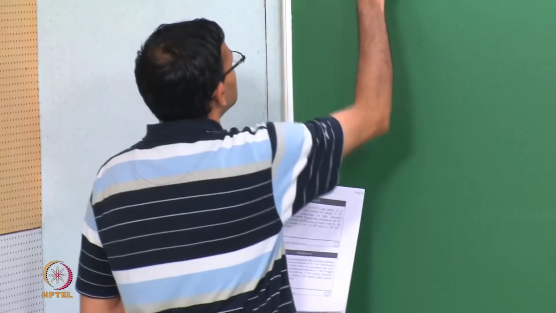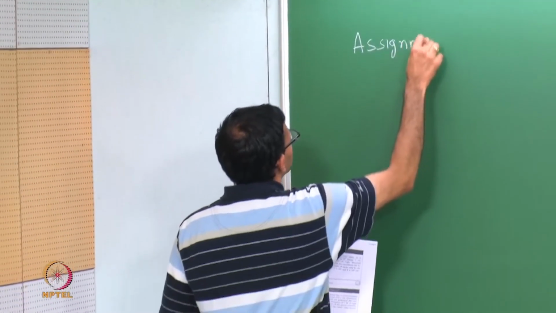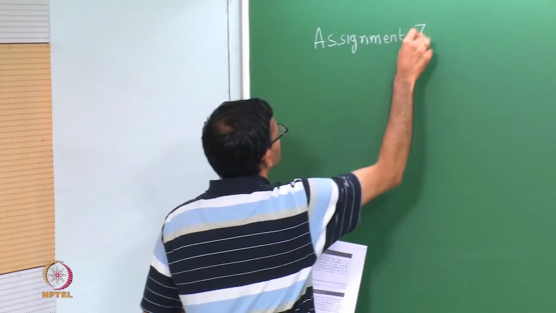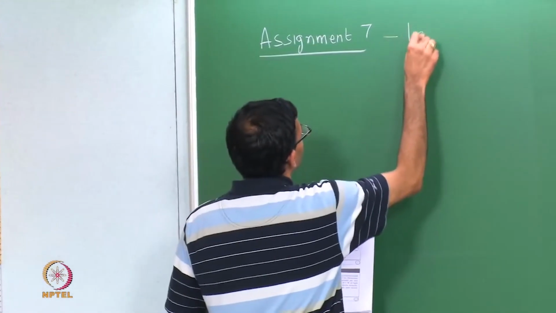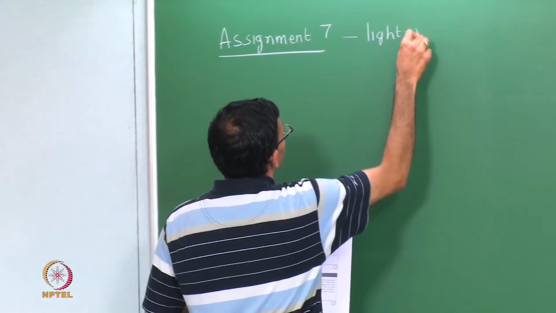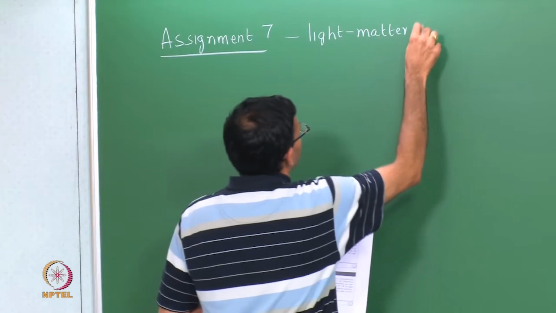In today's assignment, you are going to look at the interaction of light with matter. So, this is assignment 7. Going to look at light matter interaction.